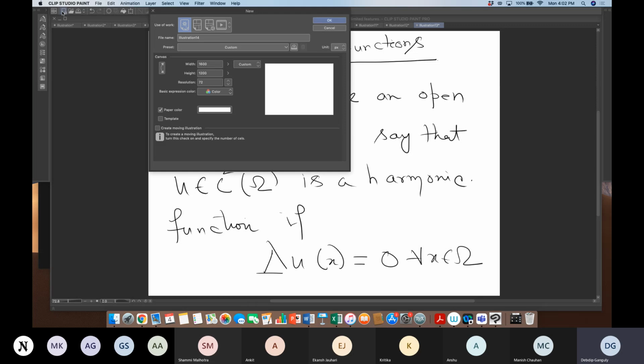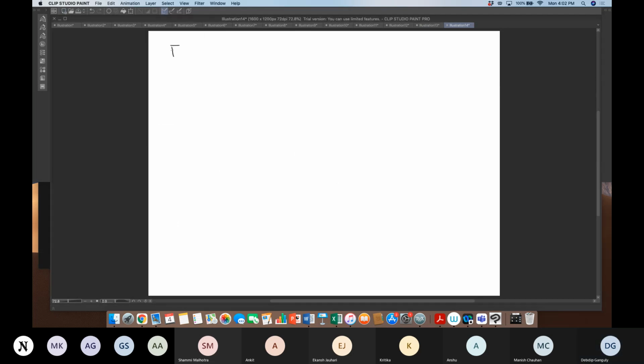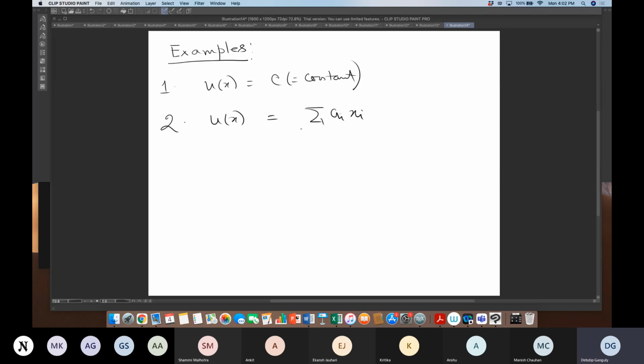Is that clear? Example, can you give me an immediate example of a harmonic function? Constant function. Excellent. u(x) equal to c, constant. How about a linear type function? Is that a harmonic function? Yes or no? Yes. Okay. So you can cook up any example.